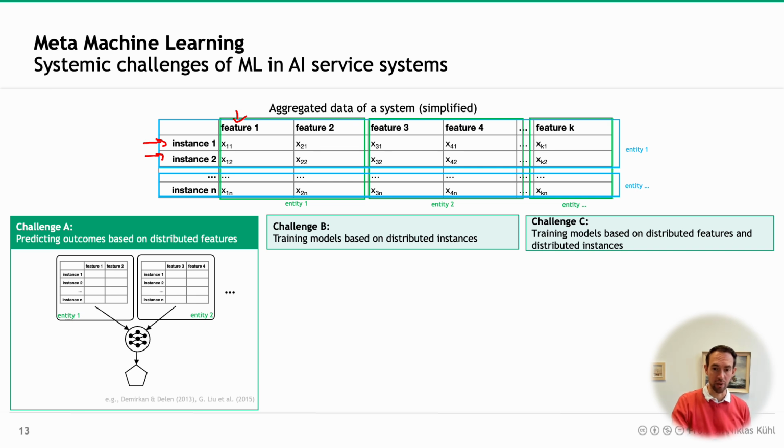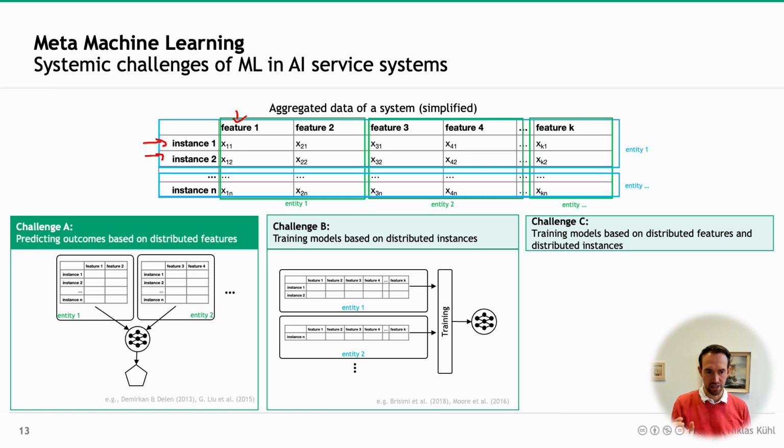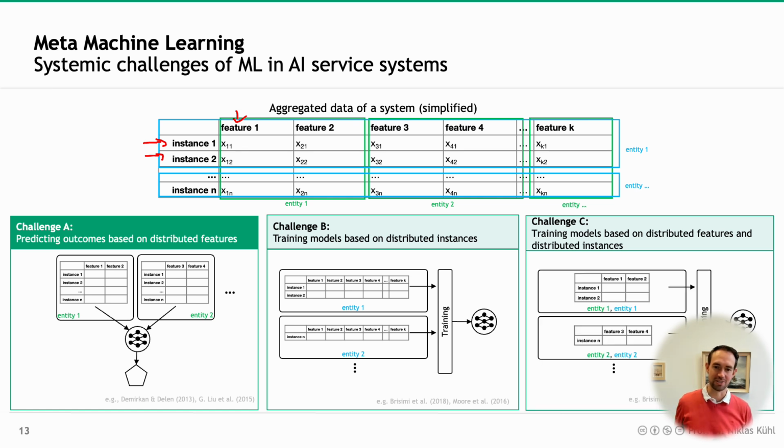And that means you require obviously different methods for these. If your features are distributed, right, we think about building a model that has an understanding across different entities about the same instances, but with different features. Whereas in challenge B, you want to train models based on distributed instances. So the training is for the same features all the time, but we look at different instances per entity, right? Depends on how this is distributed. And of course, you have the highest challenge, which is training models based on distributed components and distributed instances.